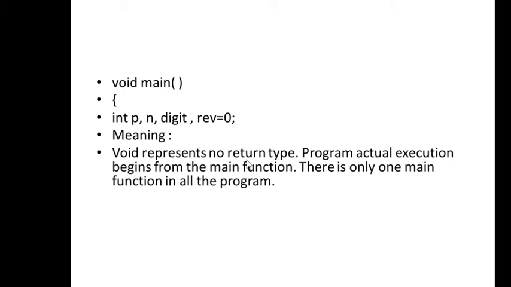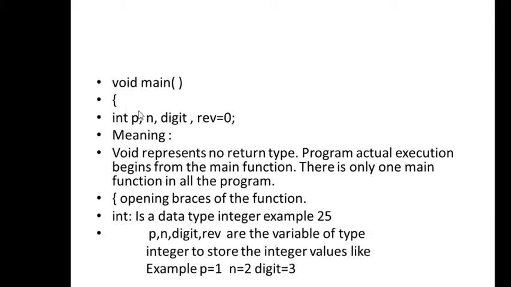void represents no return type. The program's actual execution begins from the main function. The actual function starts from the main function. There is only one main function in any program. Open braces is the beginning of a function. Here int represents the data type integer, and let's consider an example such as 25.